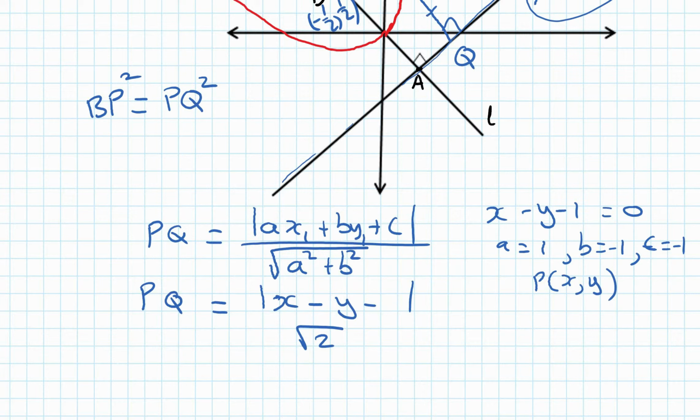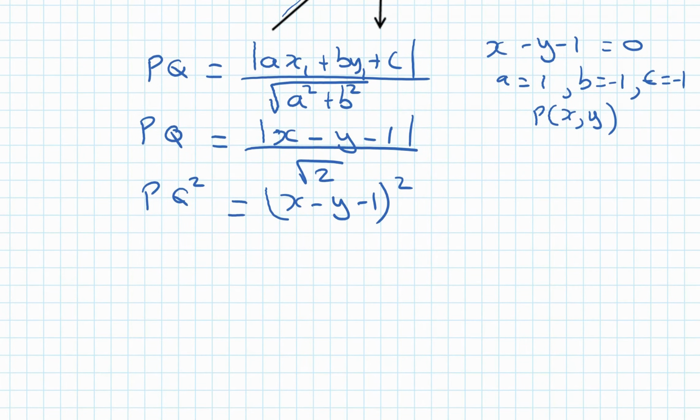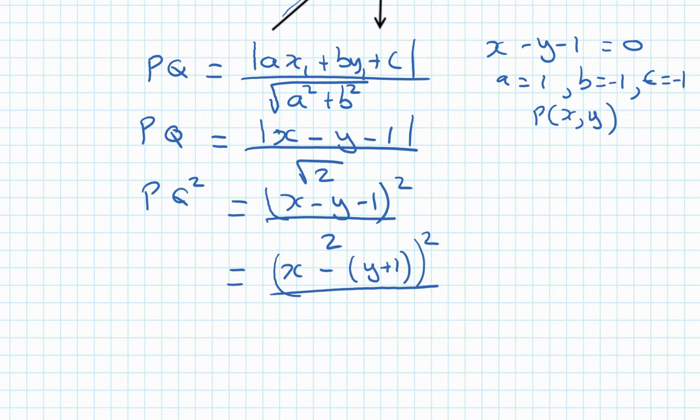Sorry, C should be 1. I just write it down. And then if I square it, so BP squared is (x minus y minus 1) all squared over square root 2 squared, which is 2. Now I have to expand this out. To expand this, I just quickly take the negative common factor out, so you're left with (y plus 1), so I can expand quickly. This is squared all over 2.